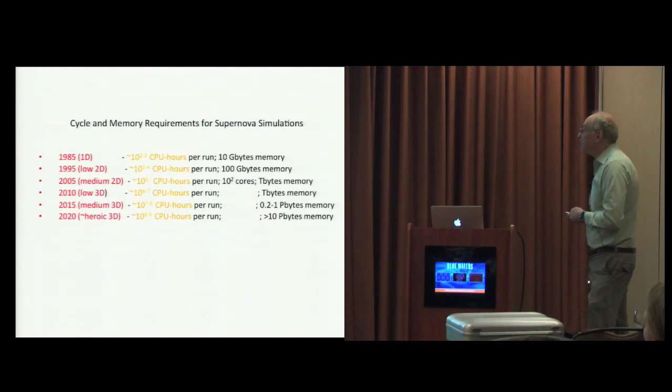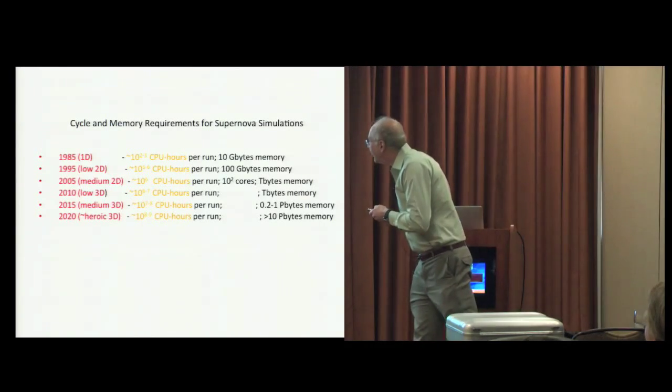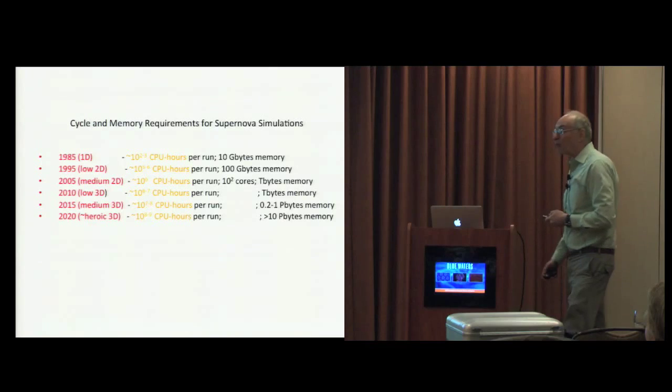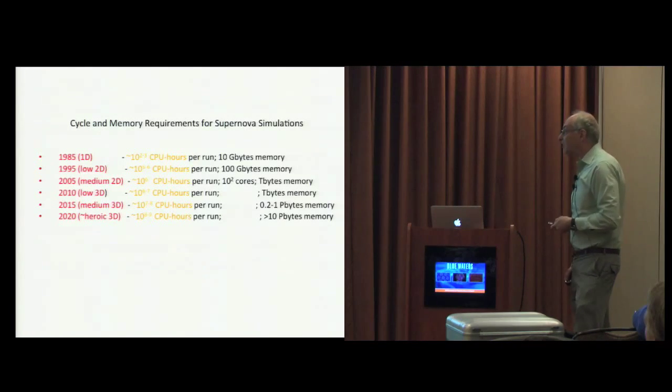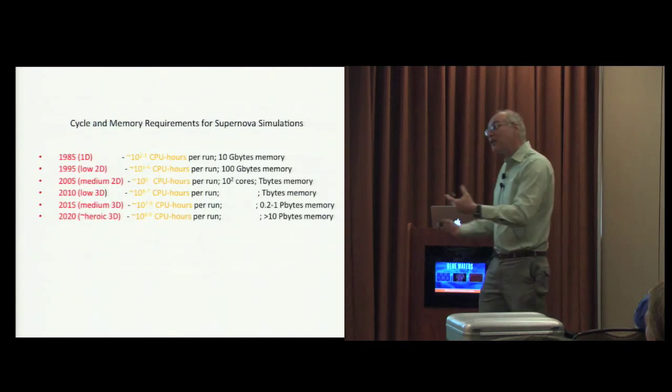And the requirement for, how did I put that? It should be 10 to the 9 CPU hours per run. That's with the fully implicit calculations. And because of these numbers, we've stepped back.